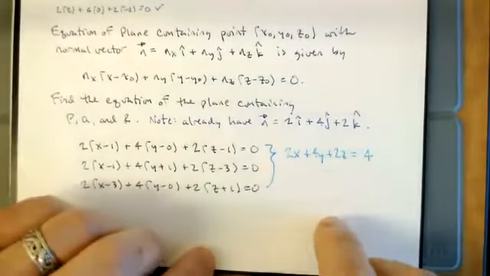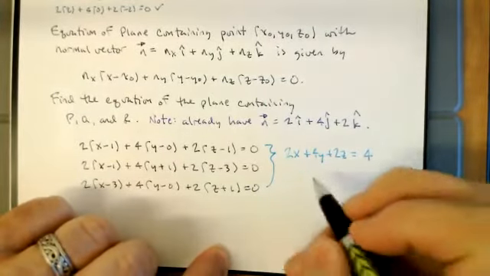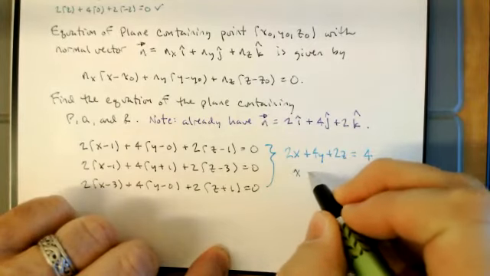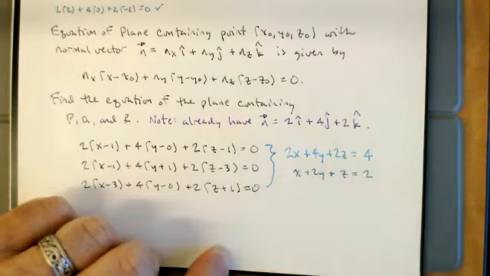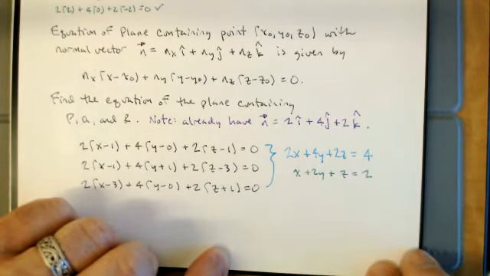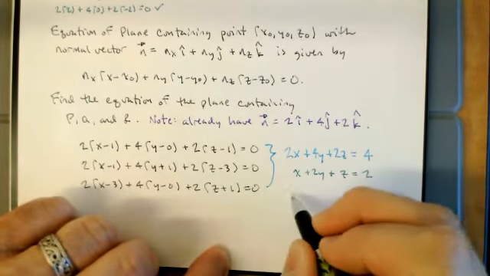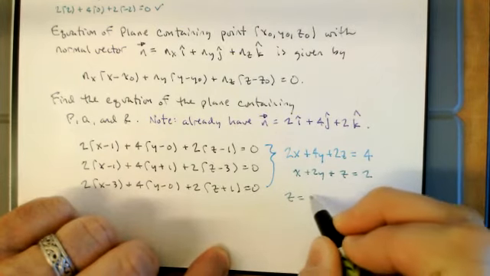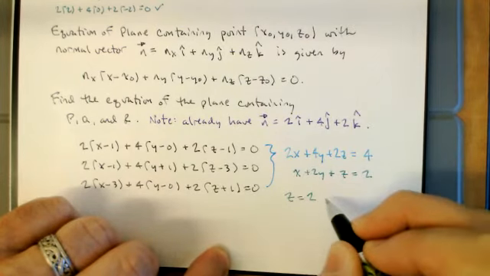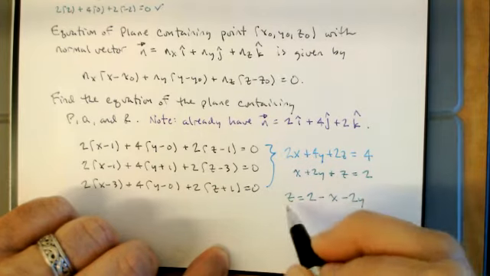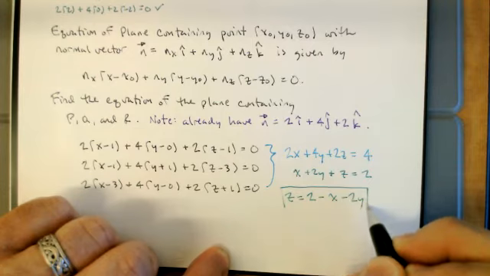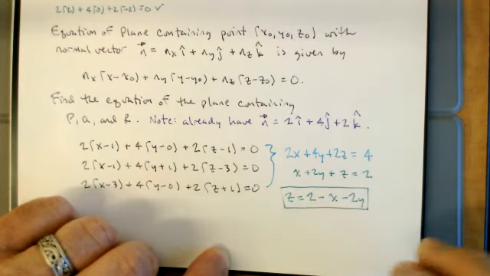First of all, I'm going to divide everything by 2. That's going to be x plus 2y plus z is equal to 2. And I'm going to subtract the x and the y terms. And so we can say z equals 2 minus x minus 2y. So here's another option for the equation of that plane.